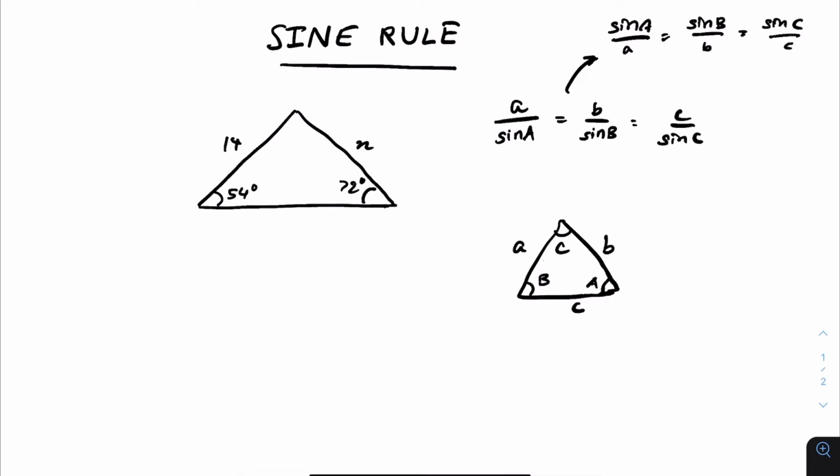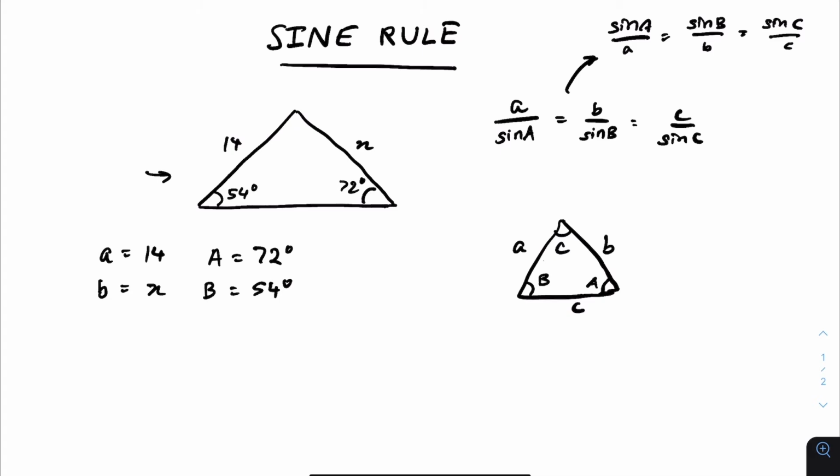So for this particular triangle, let's say a is equal to 14, which is this side over here. The corresponding angle, obviously, is 72 degrees. Now we want to find out what x is. We know that b, which is the side length we want to find, is x, so the corresponding angle is 54 degrees. We could also find c, which in this case would be this angle and this side length, y. But let's stick with x for now.